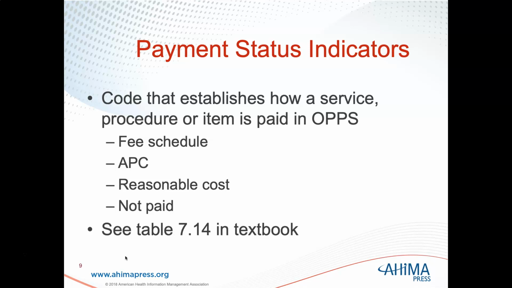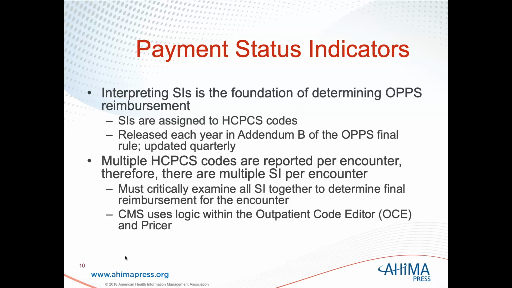There are 9 SI categories currently used in OPPS. They include APC payment, per diem APC payment, comprehensive APC payment, conditional APC payment, composite APC payment, package payment, fee schedule payment, reasonable cost payment, and services not reimbursed under OPPS. And multiple HCPCS codes are reported per encounter, so you do have multiple SI per encounter, and you just want to make sure that they are correct.